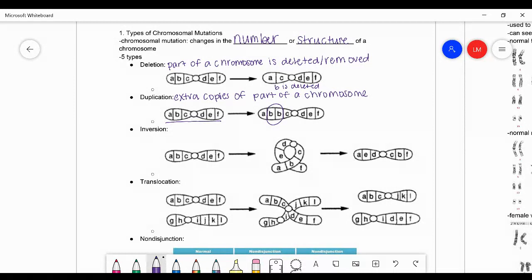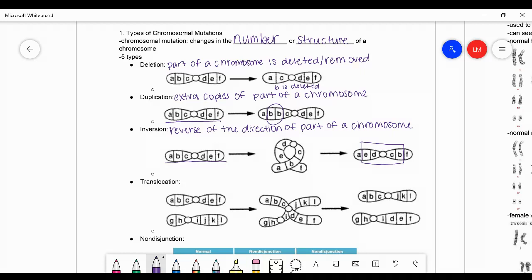With an inversion mutation, there is a reverse of the direction of part of the chromosome. And so we can see normally we would have A, B, C, D, E, F. After an inversion, you can see B through E was inverted. So it's flipping the direction.